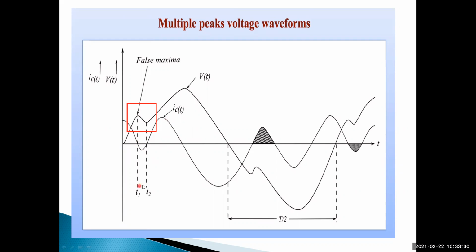So in between T1 and T2, the waveform looks like this because of harmonics, or because of external disturbance, or multiple peaks or ripples like this. Our expected waveform is sinusoidal, but because of harmonics we are getting this. This is error. And here also, our expected iC(t) is like this.